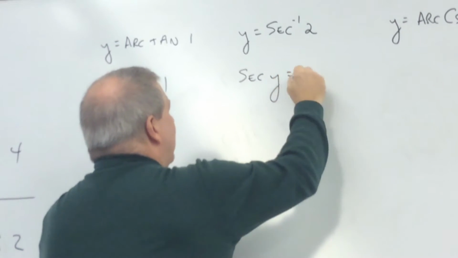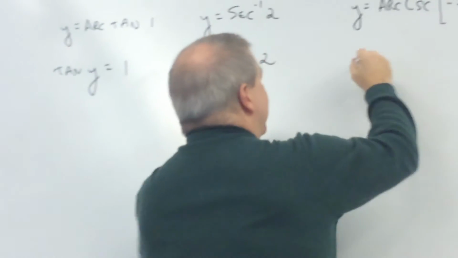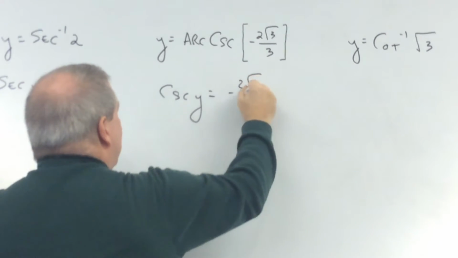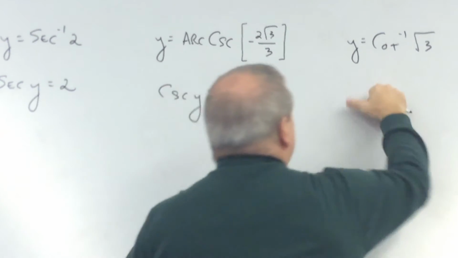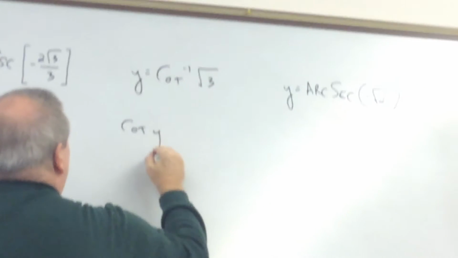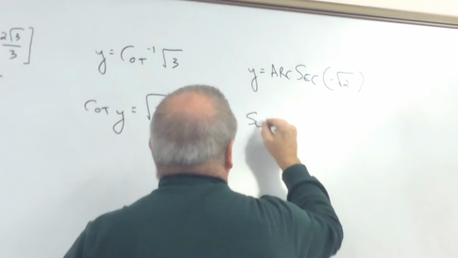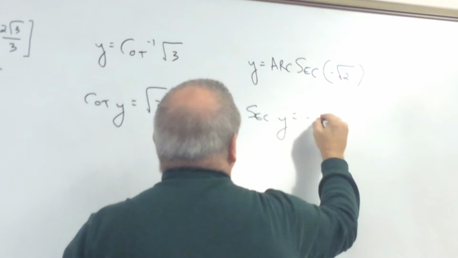Secant of y equals 2. This one, cosecant of y equals negative 2 radical 3 over 3. This one, cotangent of y equals radical 3. This one, secant of y equals negative radical 2.